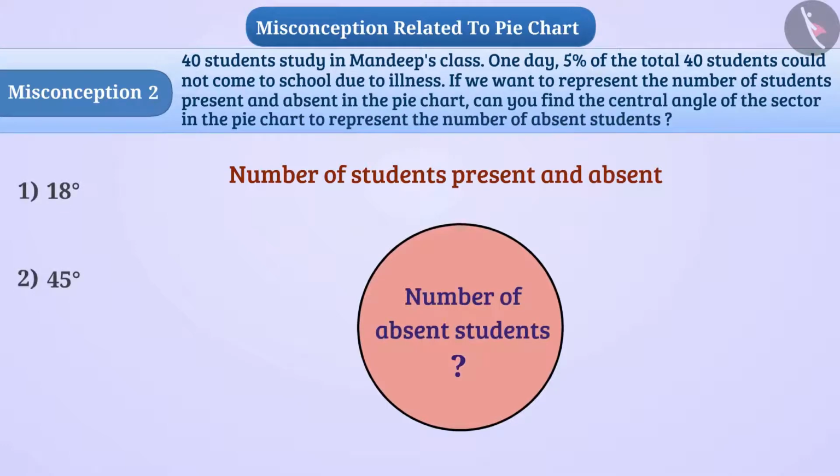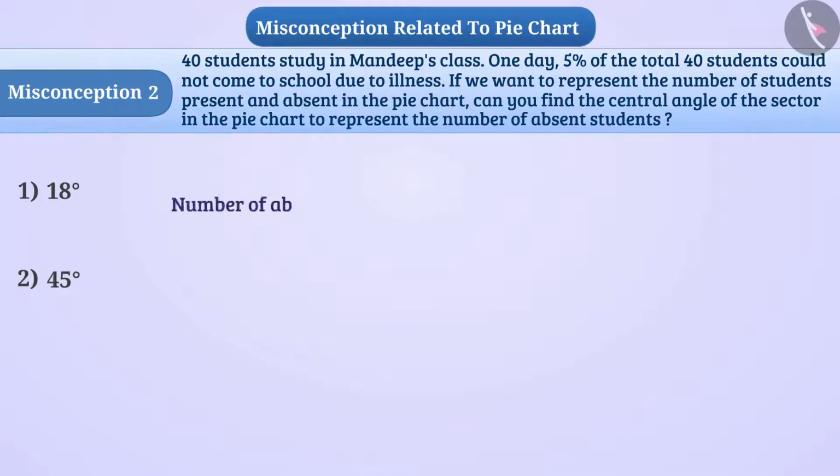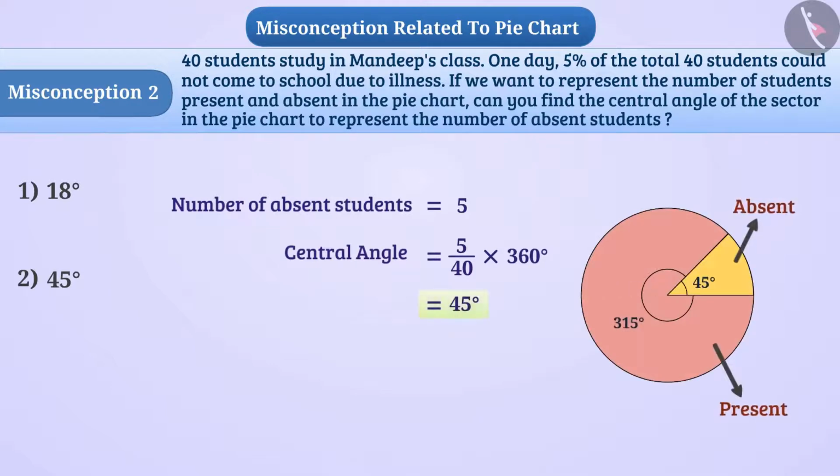Some children do not understand what is given in the question. They take the number of absent students as 5 and calculate central angle 5 by 40 multiplied by 360 degree, which is equal to 45 degree, to represent absent students. They give option 2 as an answer, which is a wrong answer.